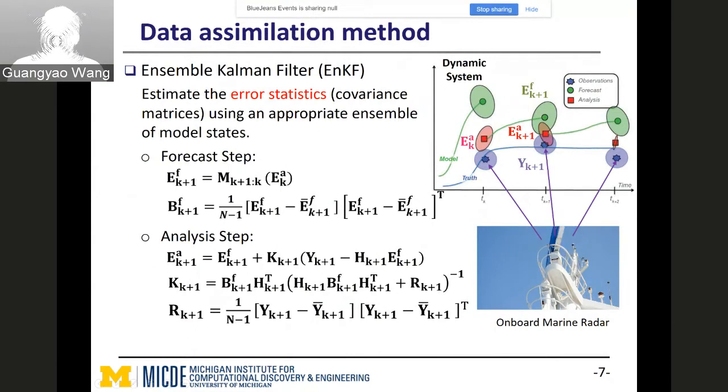The second step is called the analysis step, which is to update the model forecast using the observations. In the context of ocean waves, the measurement data are usually obtained with the onboard marine radar, which also has errors or uncertainties. The analysis result, EK plus 1A, is equal to the model forecast plus the Kalman gain times the difference between the observations and the model forecast. Here we have a new parameter called the Kalman gain. The Kalman gain determines the relative weights of the measurements and the model forecast. It is a function of both the covariance matrix of the forecast and the observations.